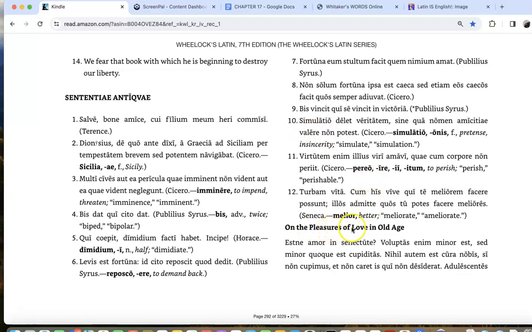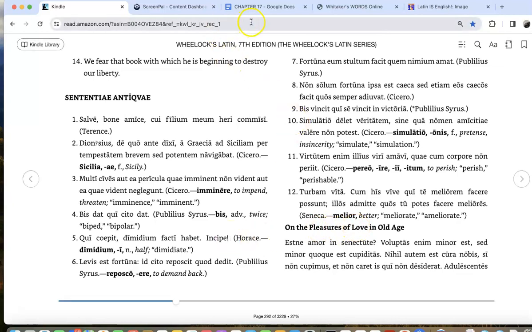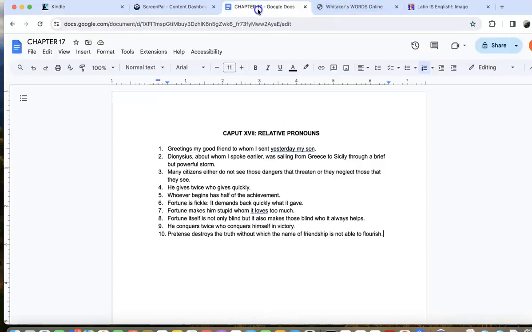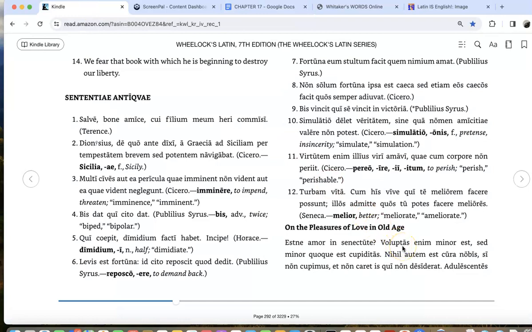All right, let's take a look at on the pleasures of love in old age. And I'll just shorten this one, say love in old age. Give it a shorter title for us. All right, so let's go ahead and read this here.